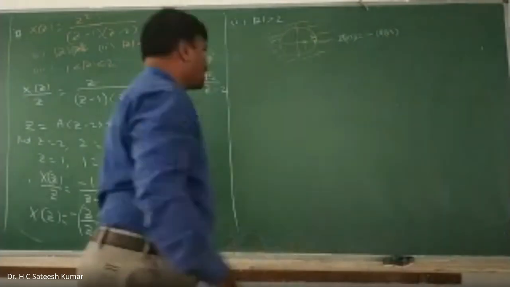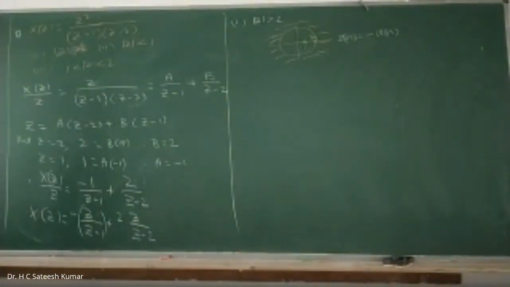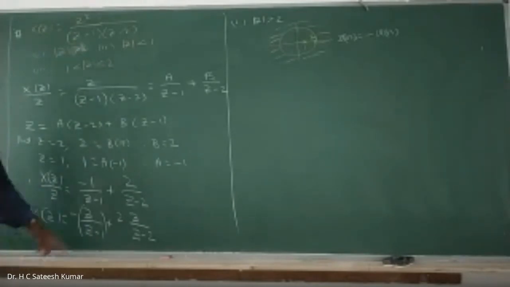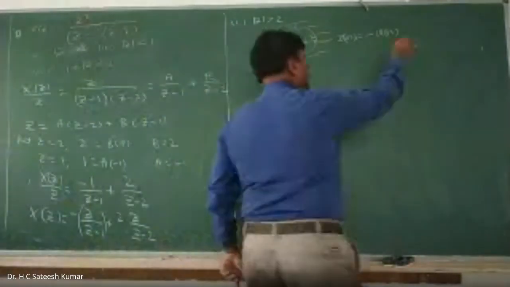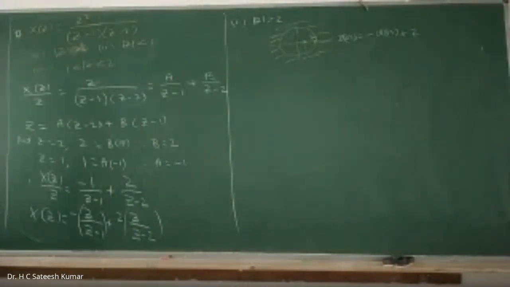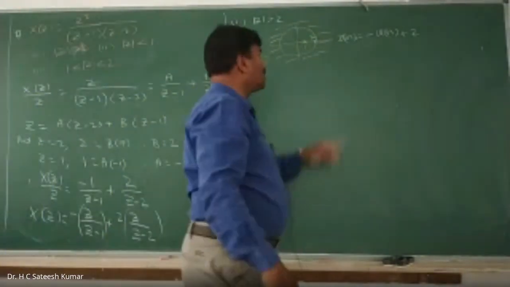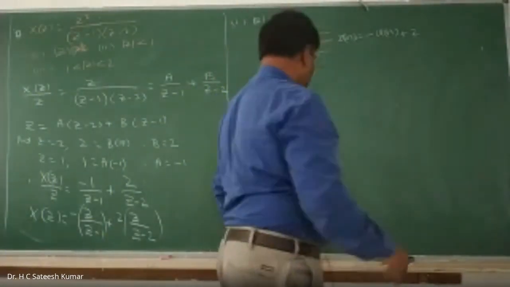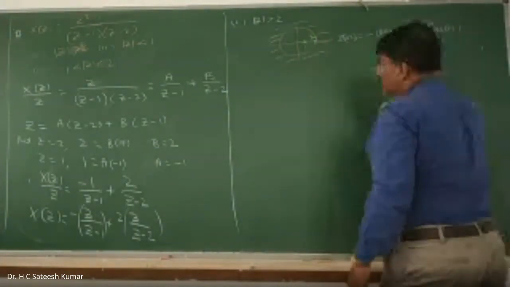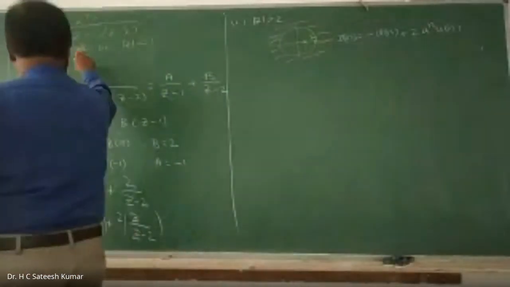For Z divided by Z minus 1, for the right-handed ROC, mod Z greater than 1, if the pole radius is less than the ROC, it leads to a right-handed sequence. Now, what is this one? 2, you keep it as it is, plus 2 into the standard inverse Z transform pair, Z divided by Z minus a format. For a right-handed sequence, with pole radius less than the ROC, you will get a to the power n into u(n). That is the inverse Z transformation for the first ROC.